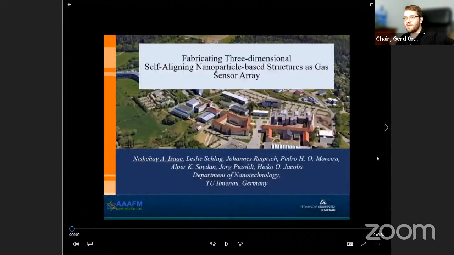So the next talk is by Nishay Isaac from TU Ilmenau in Germany, and the title of the talk is Fabricating Three-Dimensional Self-Aligning Nanoparticle-Based Structures as Gas Sensor Array.